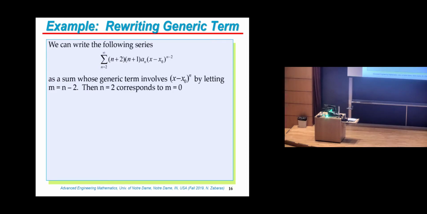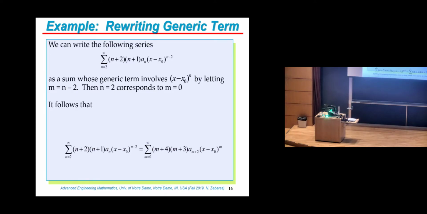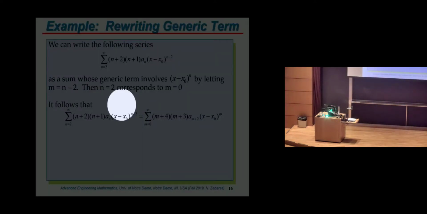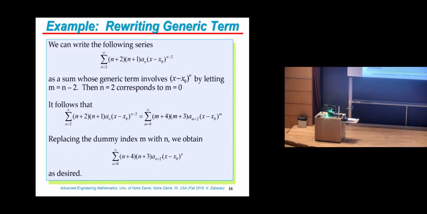So I have this summation, and I want to change this power here to be x minus x0 to the power n. So obviously, again, I see an n minus 2. I'm going to introduce m equal n minus 2. All right, so I can write this. So I'm going to put where n plus 2, so this will become m plus 4. This will become m plus 3, a_{m+2}, and (x minus x0) to the power m. And then I can go back to n. Done. Right?